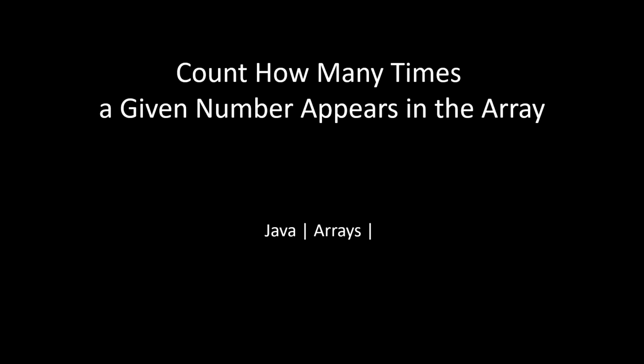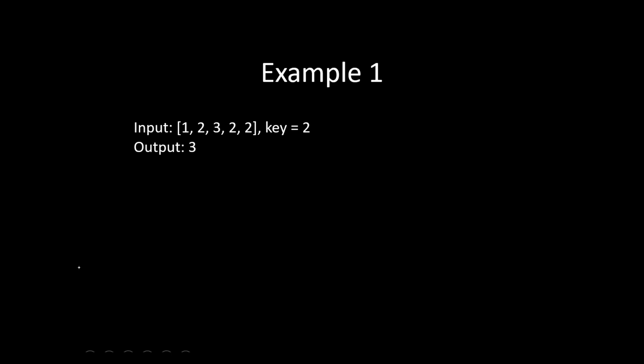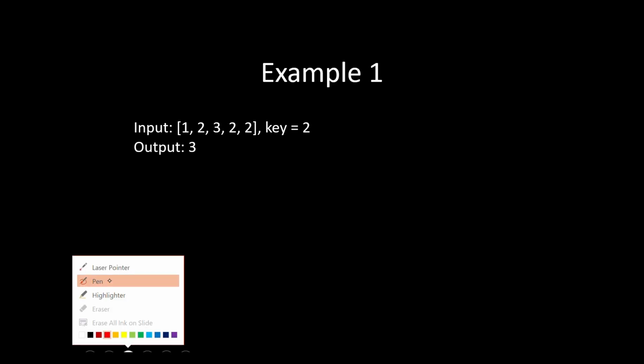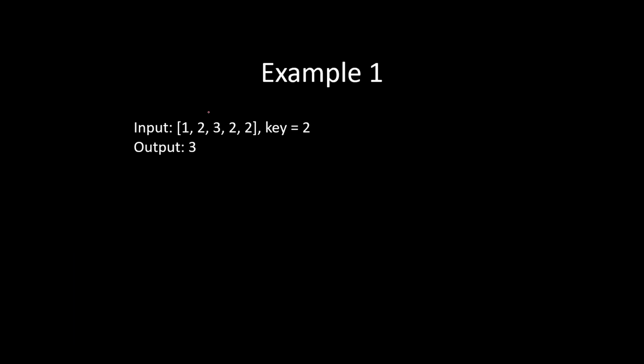Hello everyone. Today we are going to start the next question for the topic array, and the question is: count how many times a given number appears in an array. So the first example is this: an array has been given of 1 2 3 2 2, and the key is 2. Means in this question you have to find how many times this 2 has appeared in this array.